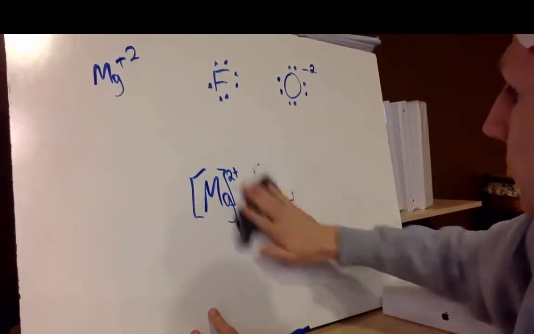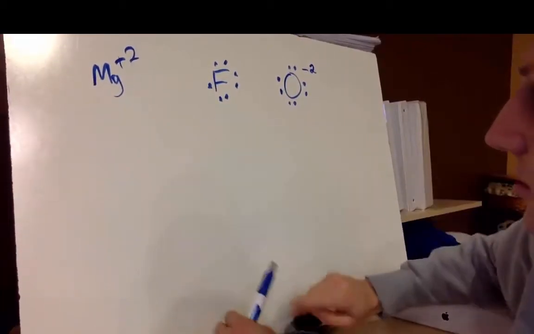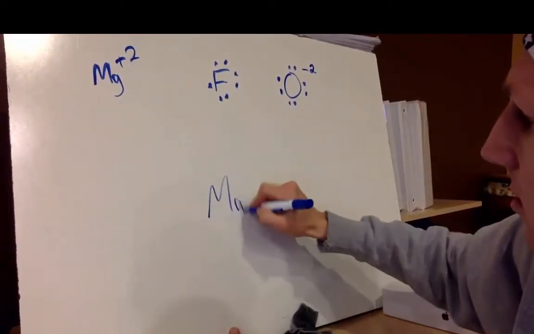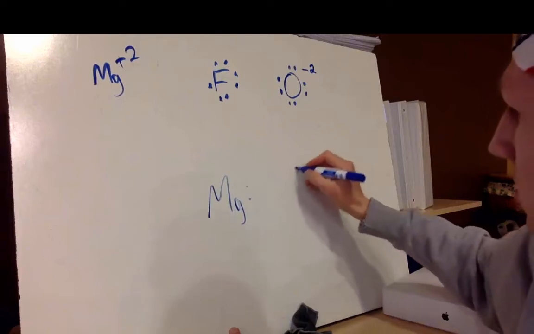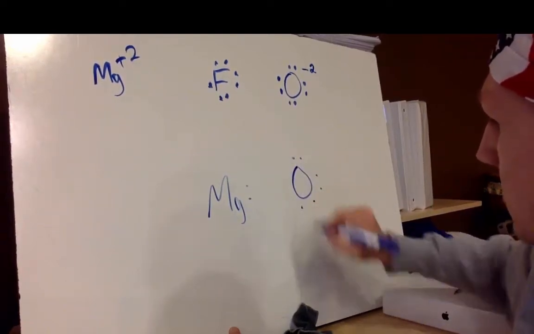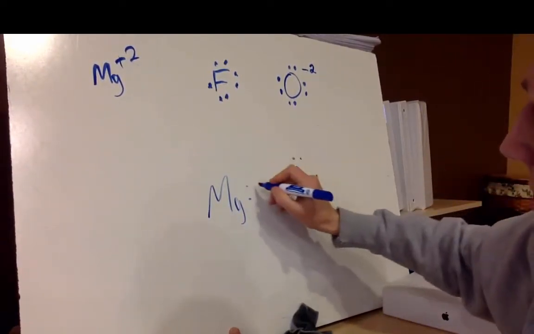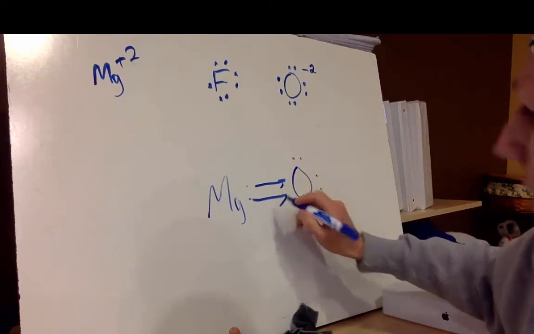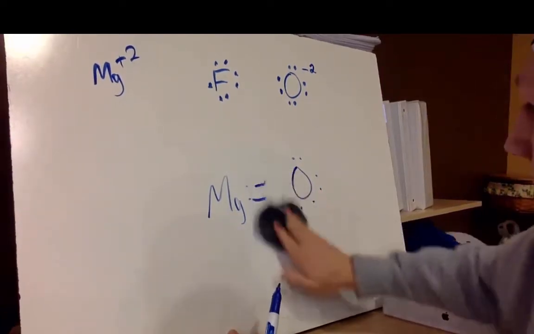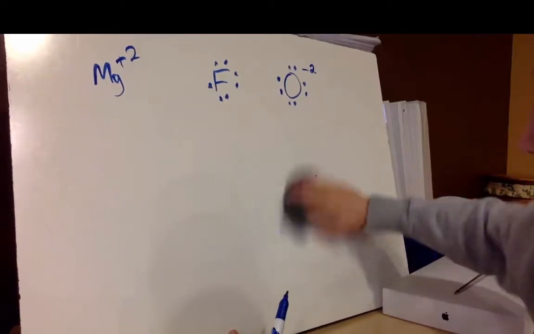I'm going to show it a little bit differently with Lewis dot structures, okay? Magnesium has those 2. Oxygen has space for 2. Oh my goodness, if they lock, it's like a lock and a key, okay? So that's a pretty easy one.